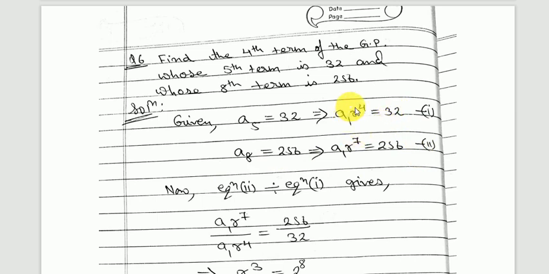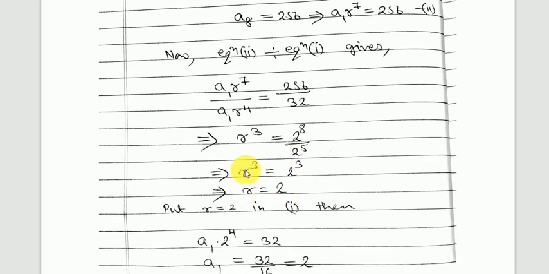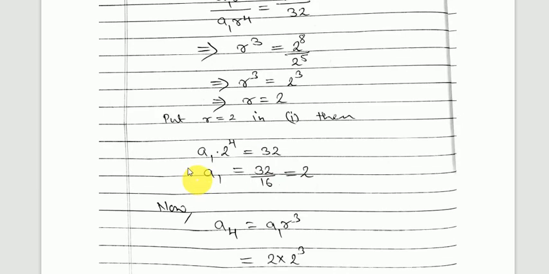If I divide the second equation by the first one, A1 will get cancelled and I will be left with only r. So equation 2 divided by equation 1, and we get r cube equal to 2 to the power 8 upon 2 to the power 5. So we get r cube equal to 2 to the power 3. Here you can see that powers are the same, so the bases have to be the same. So r equal to 2.